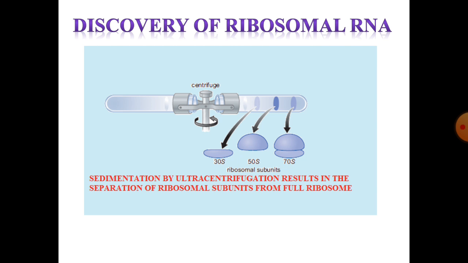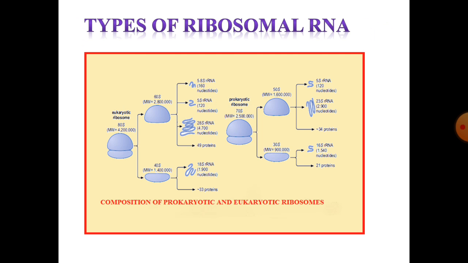This can be performed even today. The sedimentation coefficient is known as the Svedberg coefficient. That's why the S is given for every subunit name. That is the 50S subunit and 30S subunit. In the case of eukaryotes, it is known as the 60S subunit and 40S subunit.